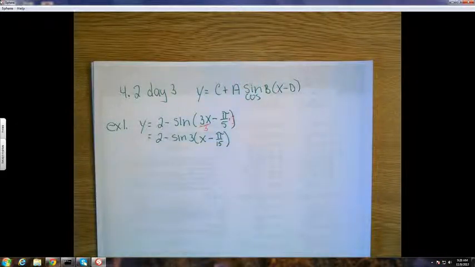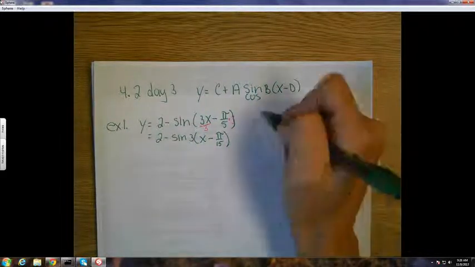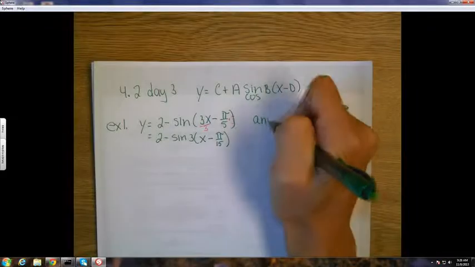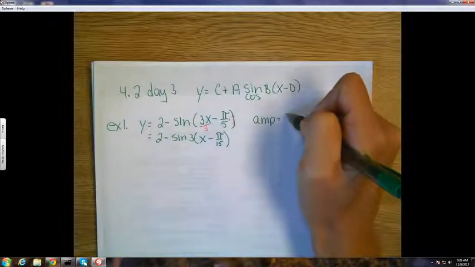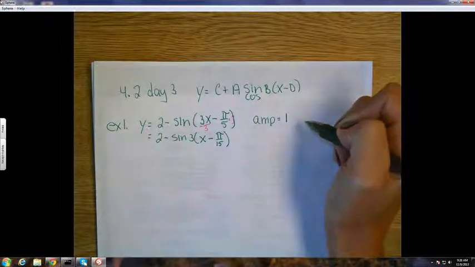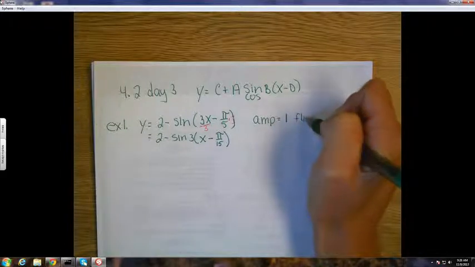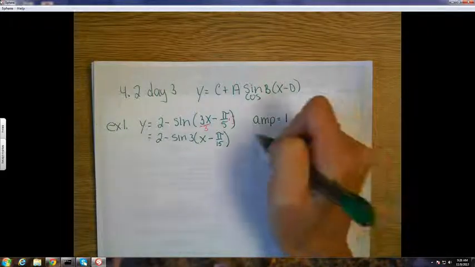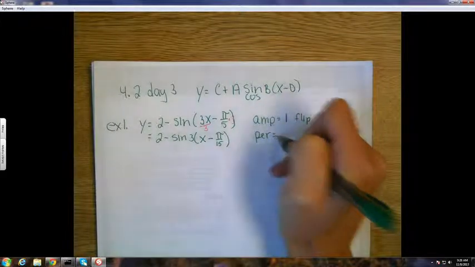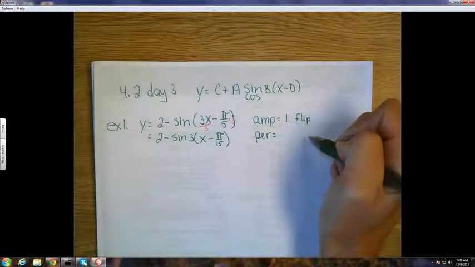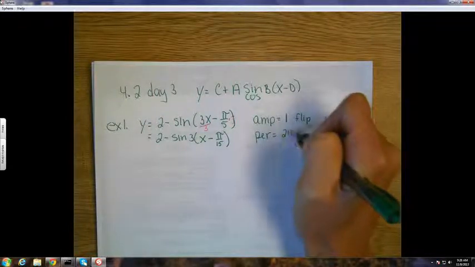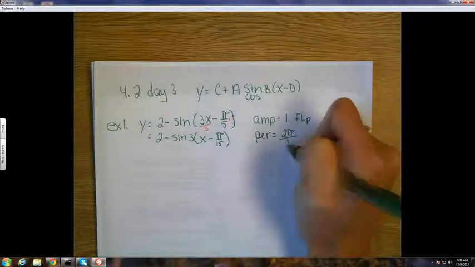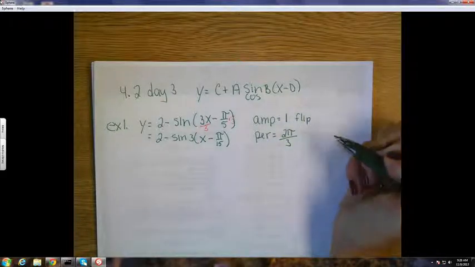Yep. Okay, now we pick out our 4 characteristics, I guess you'd call them. Amplitude is not 0. Christian, what is it? 1. With a flip. 1 with a flip. Okay? Period is not 3. That's the B number. What is it? 2 pi. Divide by the B, which is a 3. That doesn't simplify, so 2 pi over 3.